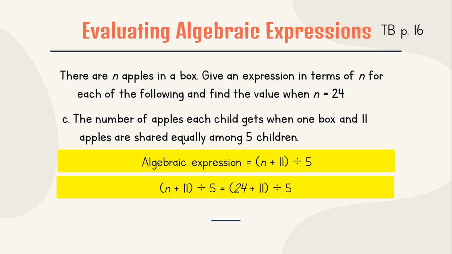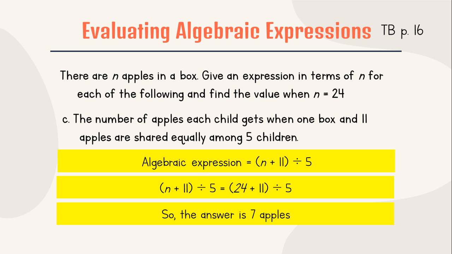N plus 11 actually is 24 plus 11. After that, divided by 5. 24 plus 11 equals 35. 35 divided by 5 children equals 7 apples. So 7 apples will be shared for one child. Each child will get 7 apples.